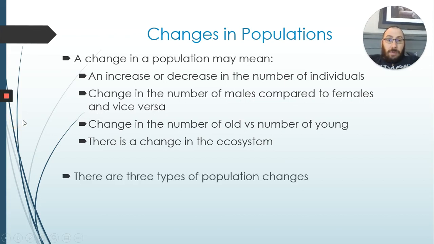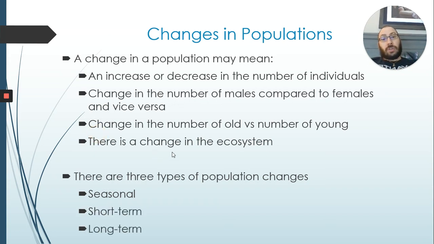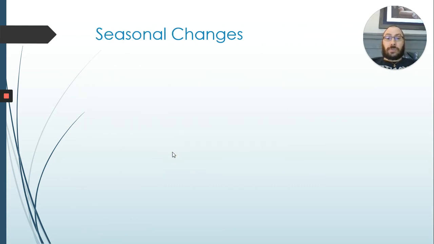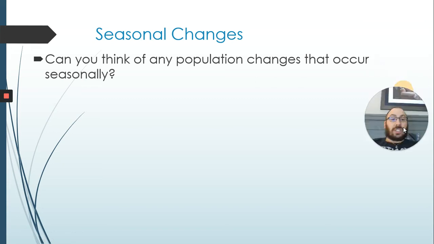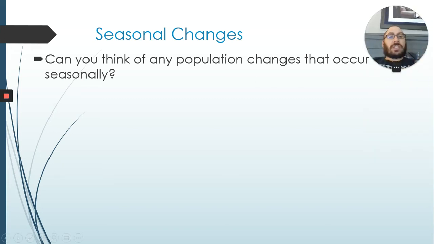So there are three types of population changes which you're going to need to know, and you'll definitely have quiz questions on them. They are seasonal population changes, short-term population changes, and long-term population changes. We're going to go through each one of these and give an example, focusing specifically on aquatic organisms. So the first one is seasonal. Can we think of any population changes that occur seasonally, specifically talking about aquatic organisms?